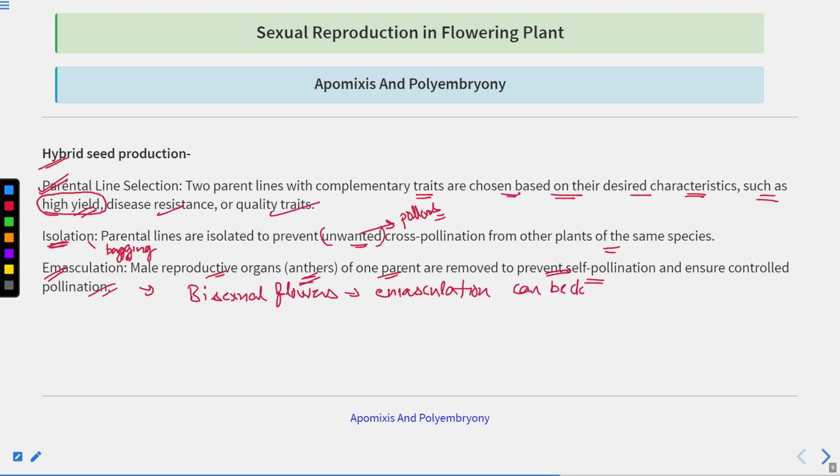Clear? Emasculation is the removal of the anthers and is the method to prevent the self-pollination. What is self-pollination? The transfer of the pollen from the anther to the stigma of the same flower. Self-pollination, or you can say autogamy.